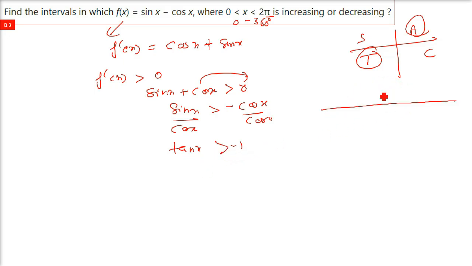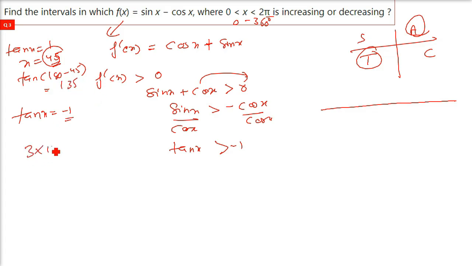What does that mean? First of all, just start with the basics. Tan x equals 1 at 45 degrees. And tan of 180 minus theta will be negative tan, because tan is negative in the second quadrant. So for tan 180 minus 45, tan theta and tan 180 minus theta are supplementary. So 135 degrees, that is 3 pi by 4.